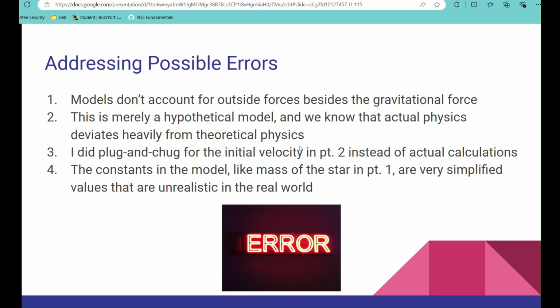What are possible errors here? They include the fact that the models don't account for outside forces besides the gravitational force, which is a little bit simplified. This is merely a hypothetical model, and we know that actual physics deviates heavily from theoretical physics. I did plug and chug for the initial velocity in part two instead of actual calculations, and the constants in the model, like the mass of the star in part one, are very simplified values that don't match up to realistic values in the real world. Those are possible error sources and inaccuracies.